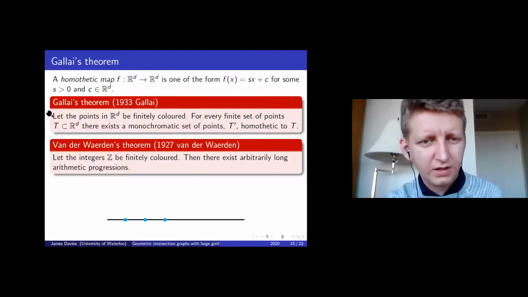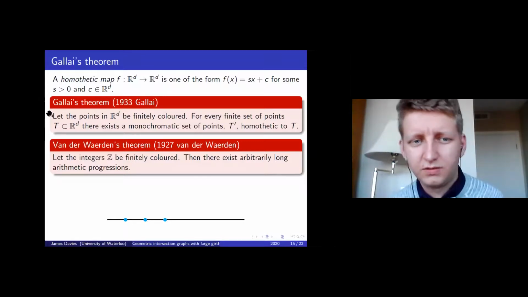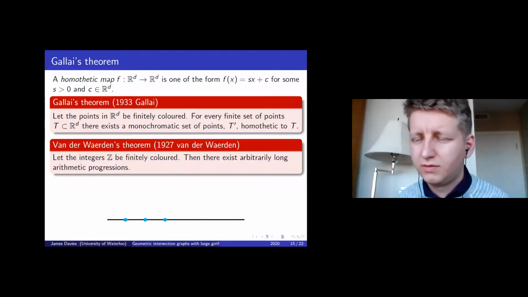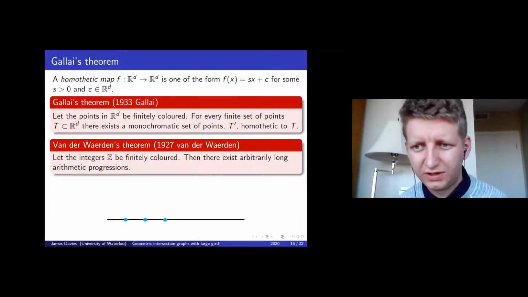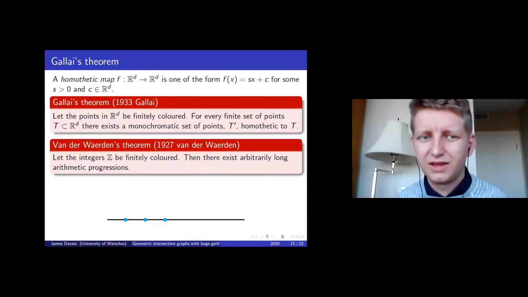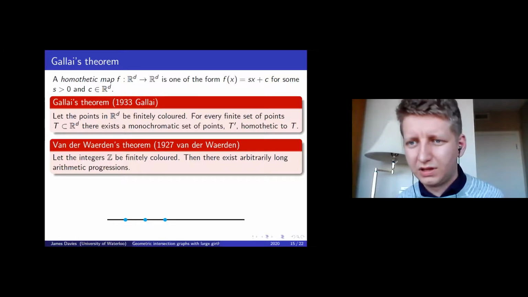So you can in fact say that this one-dimensional version of Gallai's theorem is essentially equivalent to van der Waerden's theorem, and then in turn you can say that Gallai's theorem in general is essentially the same as a multi-dimensional van der Waerden's theorem.